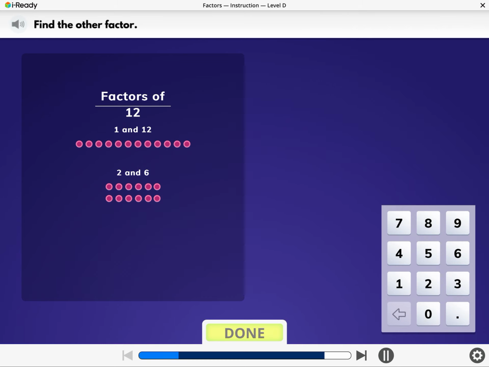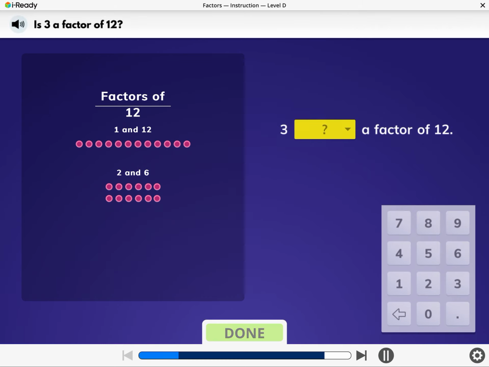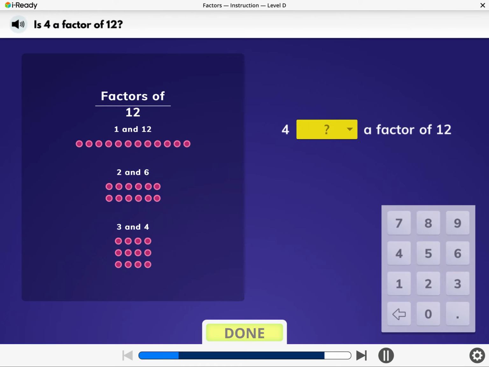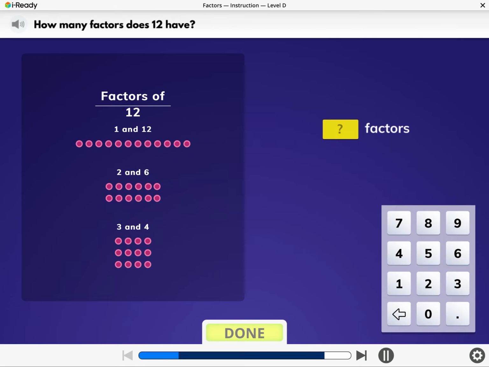Check 3 next. Find the other factor. 3 and 4 is a factor pair of 12. Check 4 next. You already found 4, so you can stop checking. You found all the factors of 12. How many factors does 12 have?